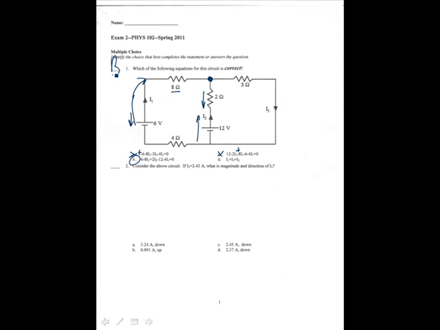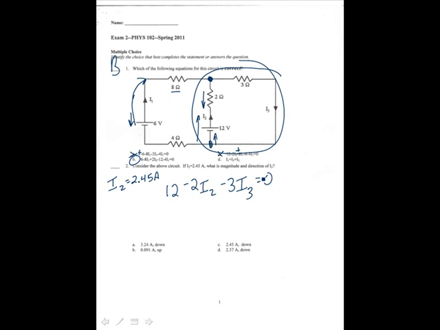Consider the above circuit. If I2 is 2.45 amps, what is the magnitude in the direction of I3? All right, I know that I2 is 2.45, and I want to find I3. So I'm going to have to create an equation for this right loop. Starting here, going in this direction, I get 12 minus 2 I2 minus 3 I3 is equal to 0. I know what I2 is. That's 12 minus 2 times 2.45 minus 3I3 equals 0.